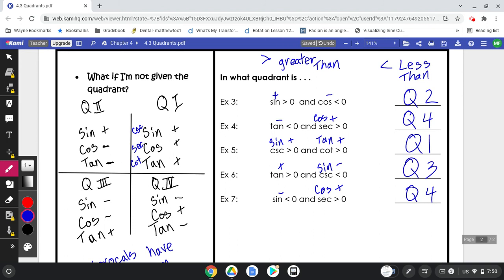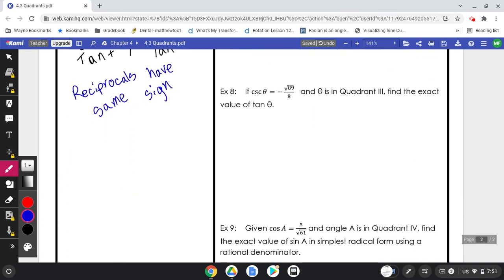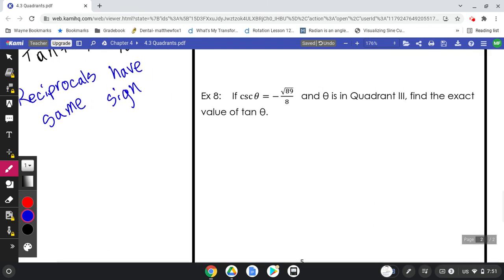All right. If that didn't quite make sense, maybe watch that section again. That is a little bit confusing. But if we use this chart, we can figure out which quadrant it's talking about just by giving us some information. So example 8 here, it tells us which quadrant it's in.